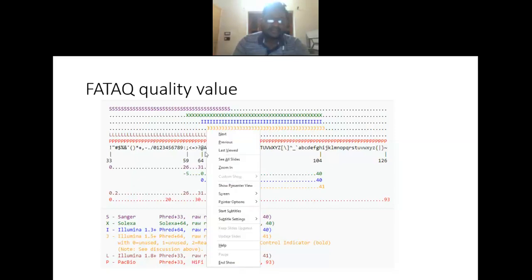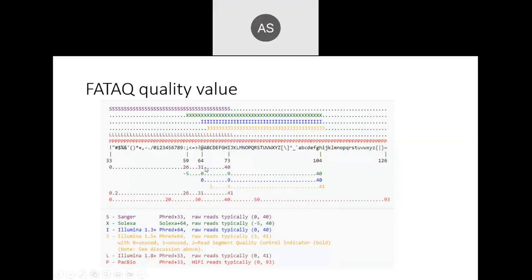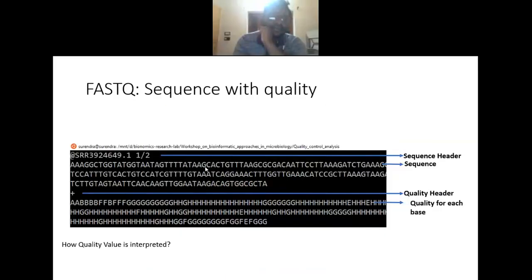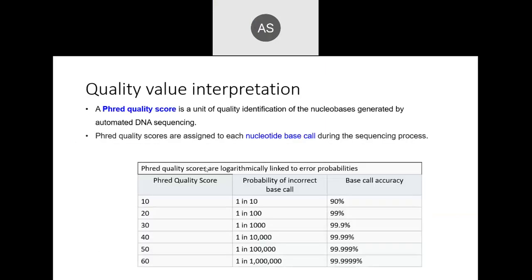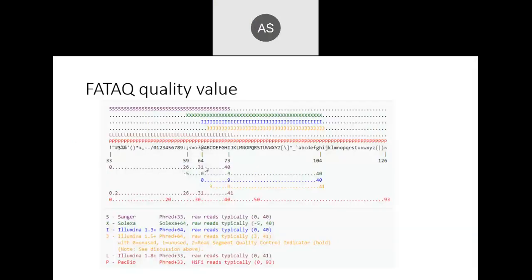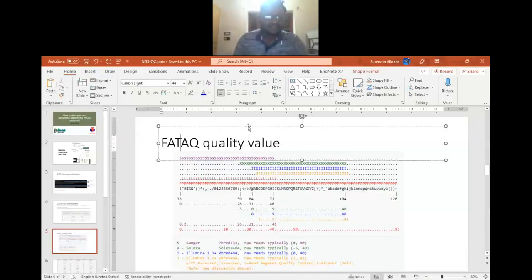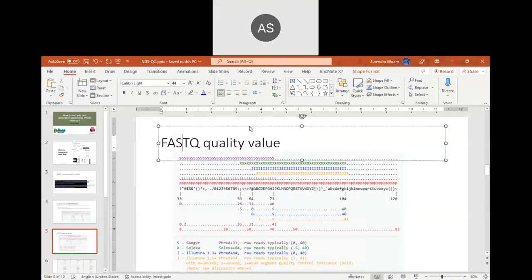Sorry, excuse me, sir. Sir, FATQ, I am asking. FATQ quality value, just now whatever you are telling. What is that actually? It is written, you have written FATQ. Okay, sorry. This one, yes. It's a typing error. I'm really sorry about that. FASTQ. It was a typing error.